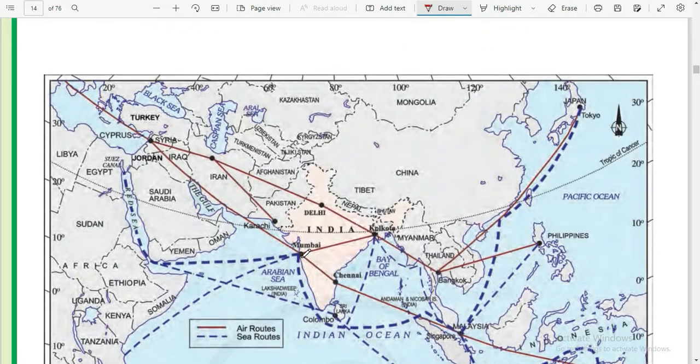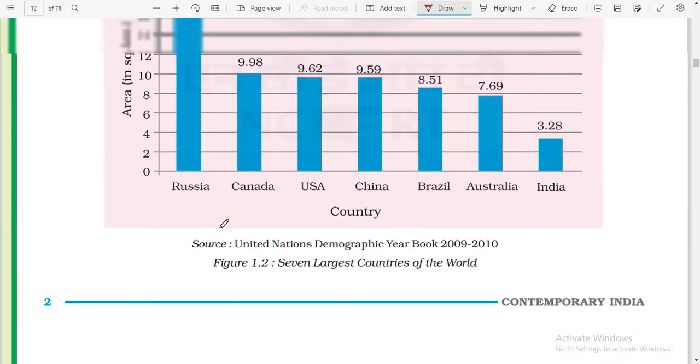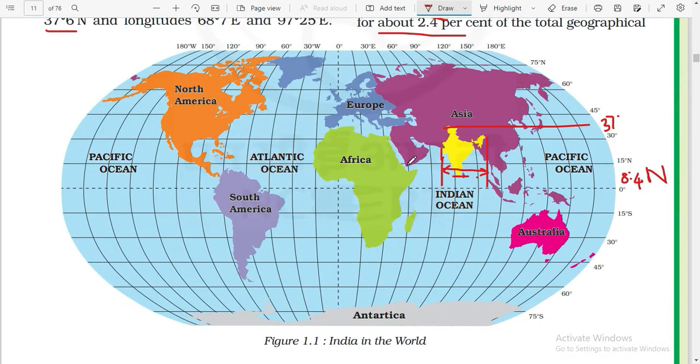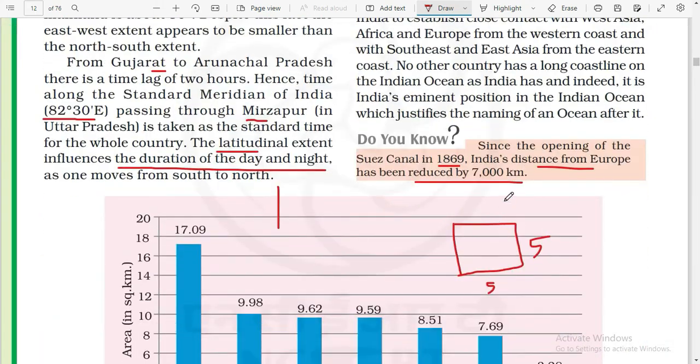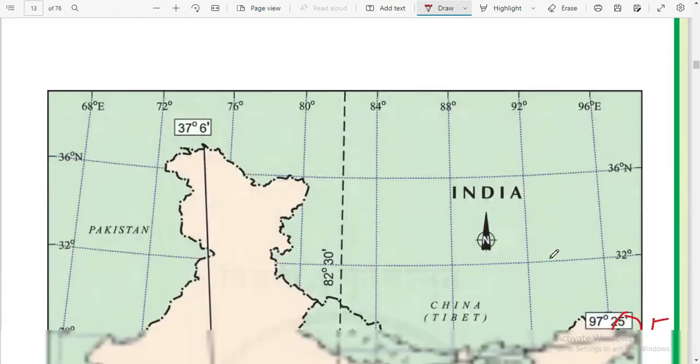See here, we will take this map. So India is here. When we have to go from India to Europe, it would take a long time. For example, in this map, from Bombay, when we have to go to Europe, previously we were going like this, to Europe or England. With the Suez Canal that was built here, the distance got reduced and we went to Europe very quickly, and the distance was reduced by 7,000 kilometers. That's what they are saying.